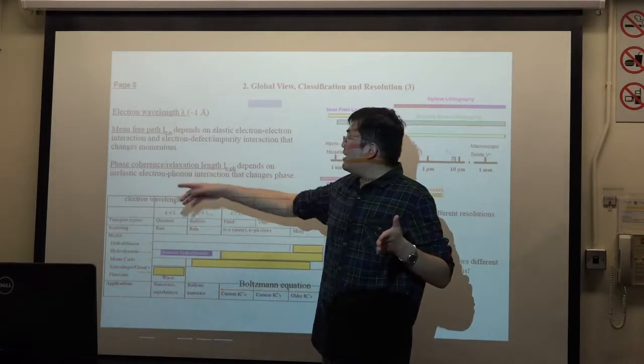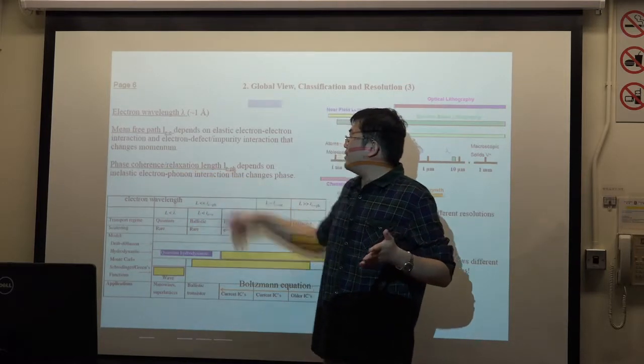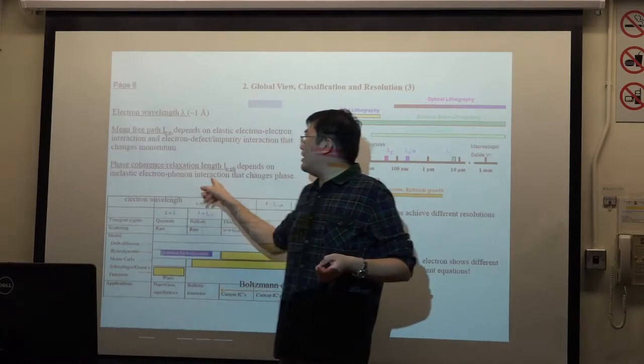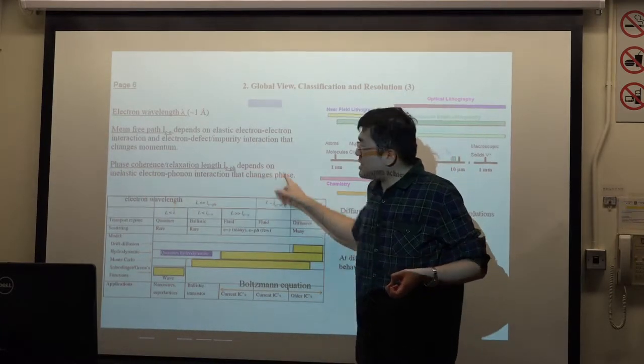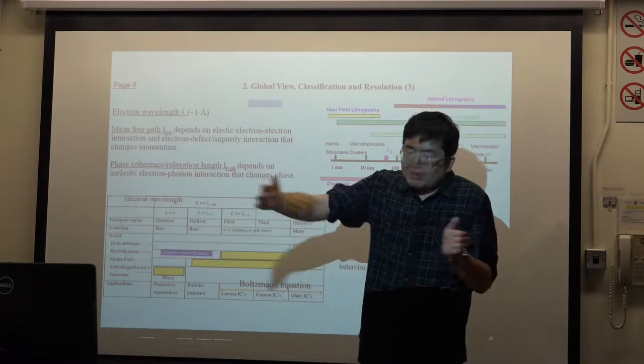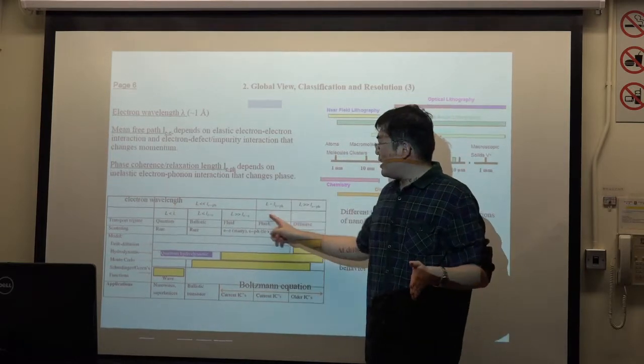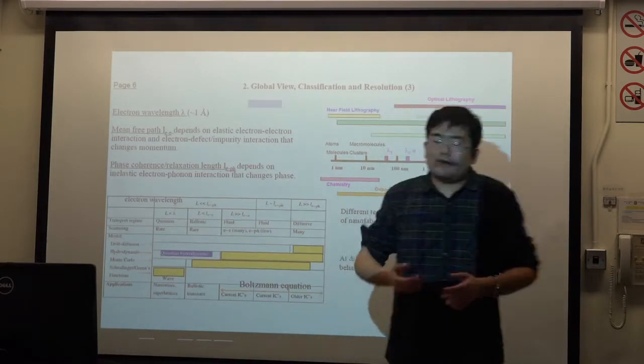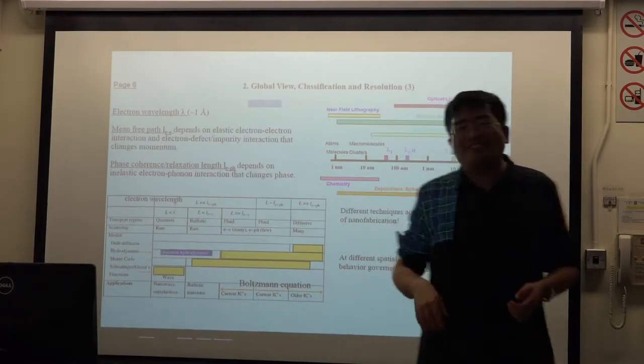Then the length becomes larger. We call it the phase coherence length. These are inelastic, electron-phonon interactions. They change the phase or change the energy. This becomes longer, you can see. And in this regime, the behavior of the electron is like a fluid. We could make it behave like a fluid.